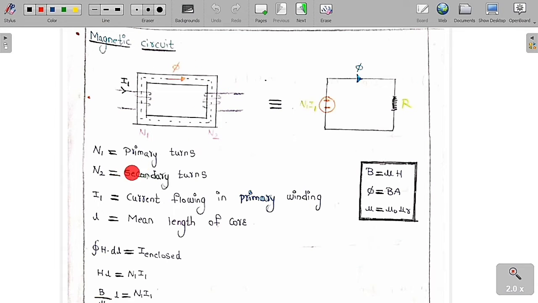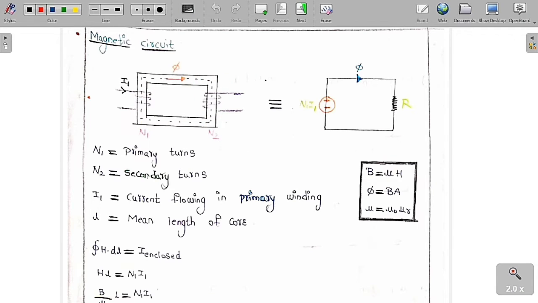Here N1 is called the primary turns, or the number of turns of the primary coil. N2 is called the secondary turns, or the number of turns of the secondary coil. I1 is the current flowing in the primary winding. And L is called the mean length of the core. Mean length of the core means the total length, the total circumference of this core.